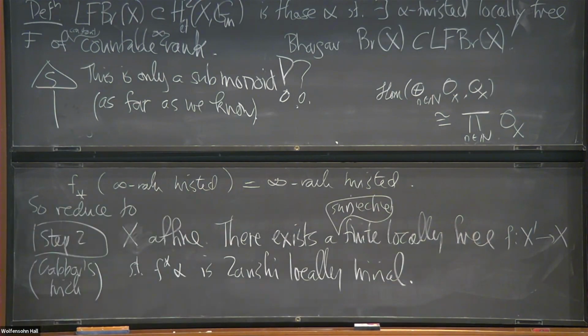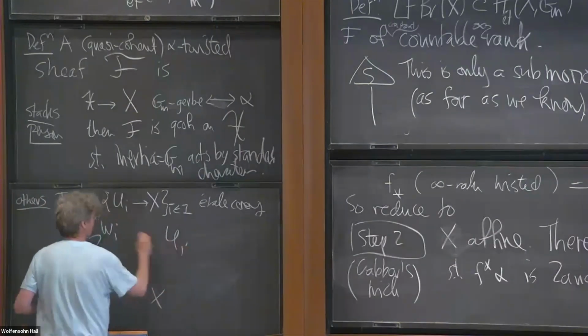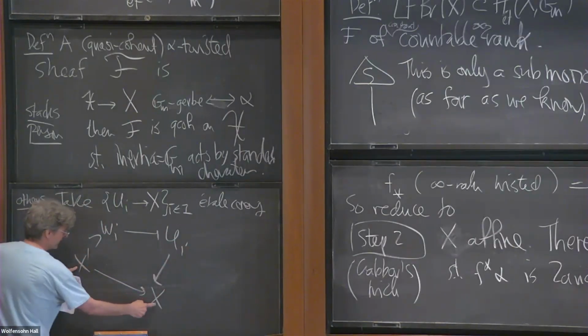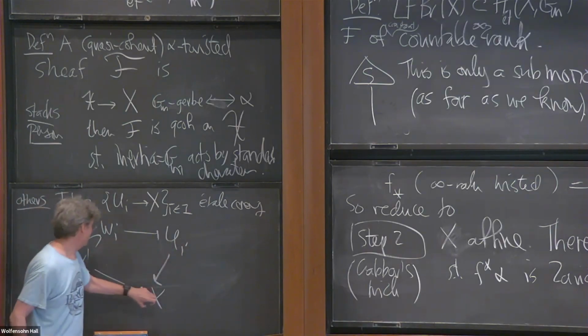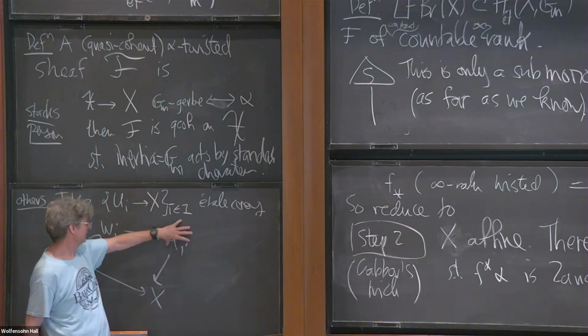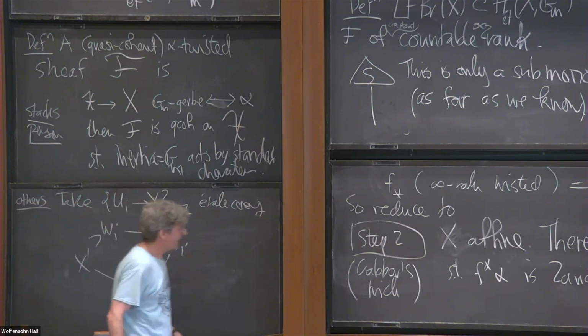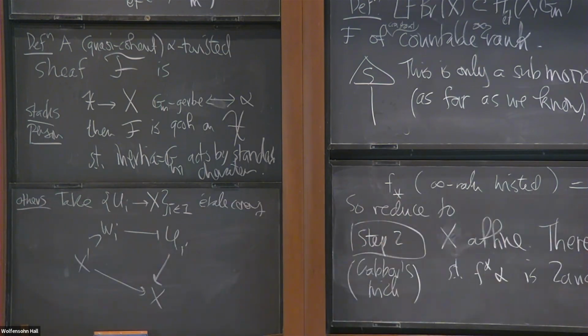So I have my Zariski cover, and what the trick says is you can find X prime to X and an open covering, so that you can factor the morphism from W_i to X through this U_i. So if you pull back the alpha to W_i, then of course alpha is trivial, right? That's how Čech homology works. Okay. What does that mean, locally free f? There exists a surjective finite locally free f. It just means it's finite and the push forward of the structure sheaf is locally free. Okay. Yeah. Thank you. Thanks for asking.